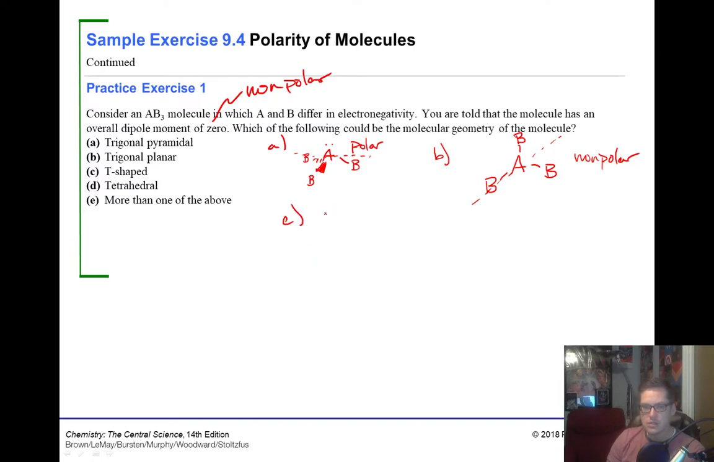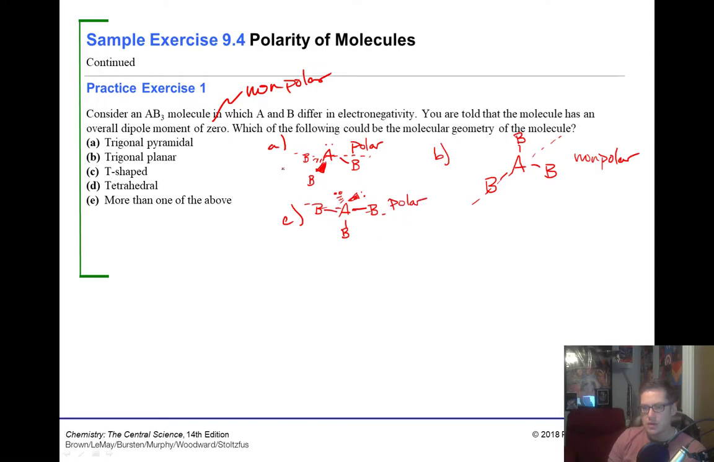C is T-shaped. Well, T-shaped is based off of trigonal bipyramidal. So we've got A, let's see, how would we draw this here? We'd say A, B, B, and B, and then we've got 2 lone pairs, with one lone pair going back. I don't really like drawing it like this, but it is what I chose to do. So there's your T-shaped. Because it's non-symmetrical in this direction, we can say this one is polar.